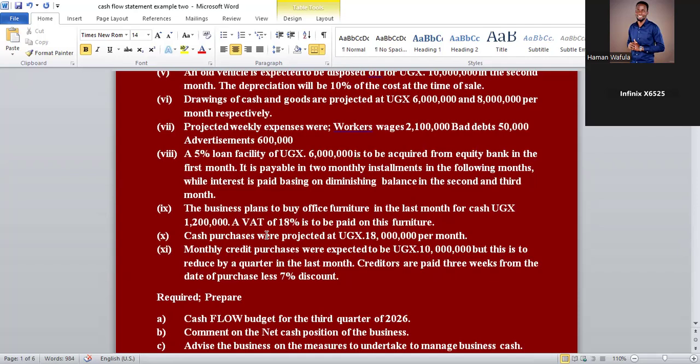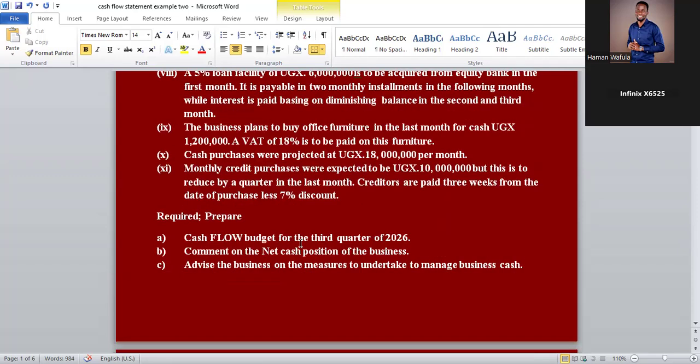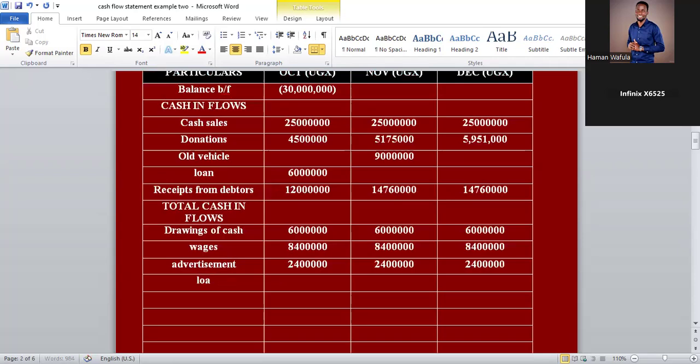Well, interest is paid based on diminishing. Diminishing is reducing balance. I'm going to show you how we do it. So, we are going to divide this loan by 2. So we shall first say loan repayment. Loan repayment. When you divide 6 million by 2, you get 3 million. So it's supposed to be paid in the following months. That is November and December. So it's 3 million. 3 million. So those stated again good.